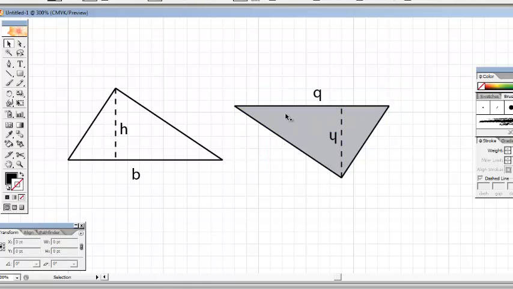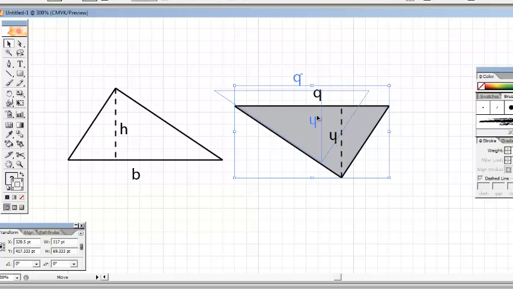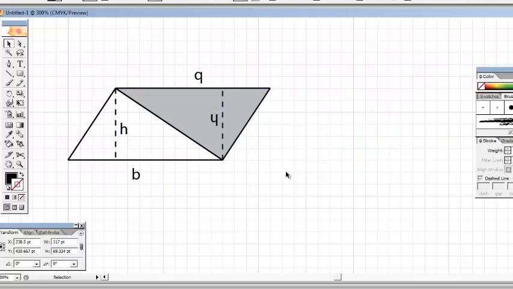Now remember, these two are basically the same triangle, they have the same area, but I can slide this one over, line it up, it will line up exactly right because that was the same side length, and the end result is, ta-da, a parallelogram. Two copies of a triangle makes a parallelogram.